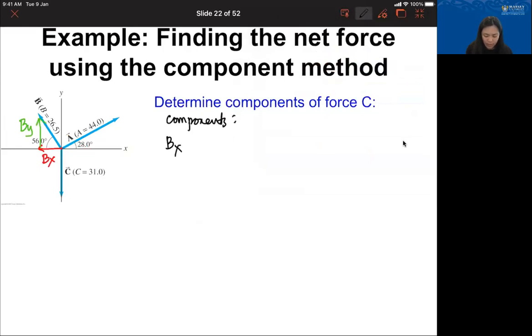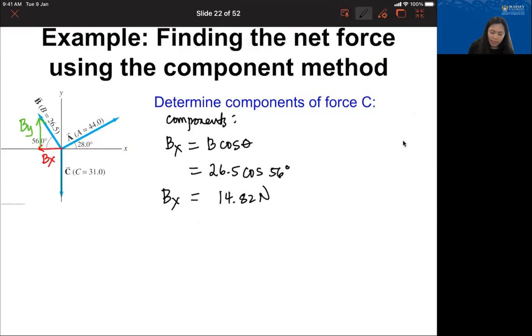So Bx, the x component, is again the side that's adjacent to the angle. So that will be a cosine theta function. B is 26.5 times the cosine of 56 degrees. You should get 14.82 newtons for your Bx. But notice how your Bx is pointing to the left. So that should be a negative.